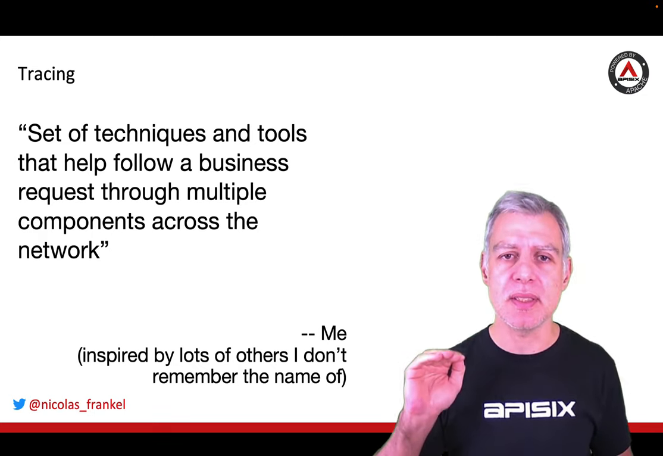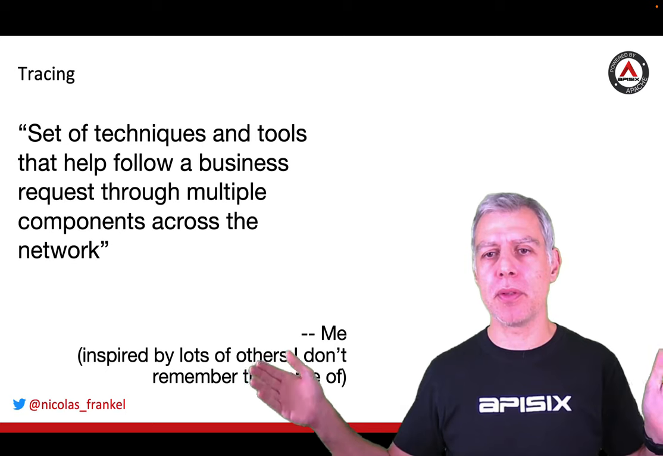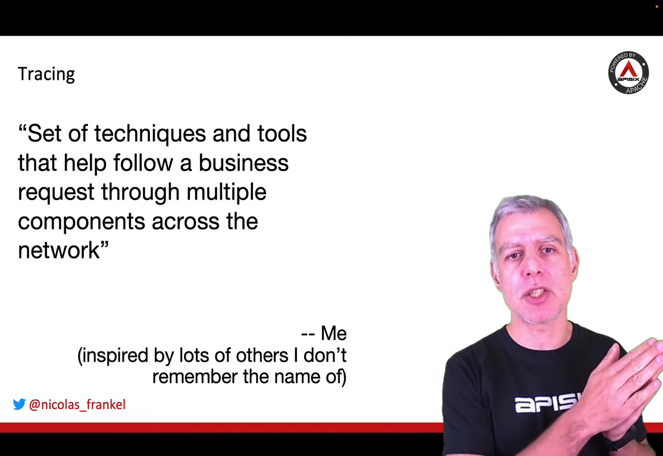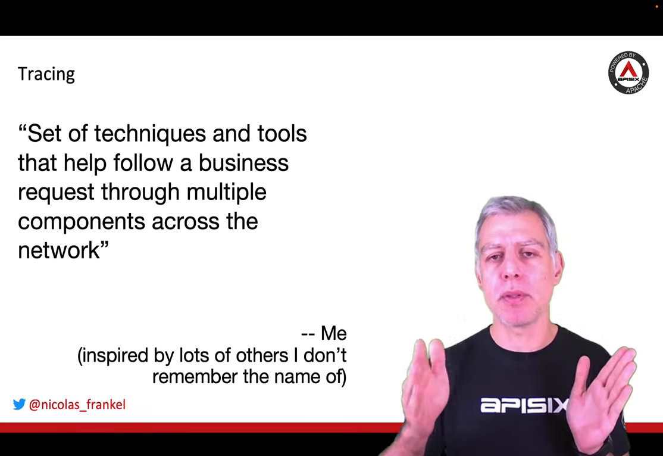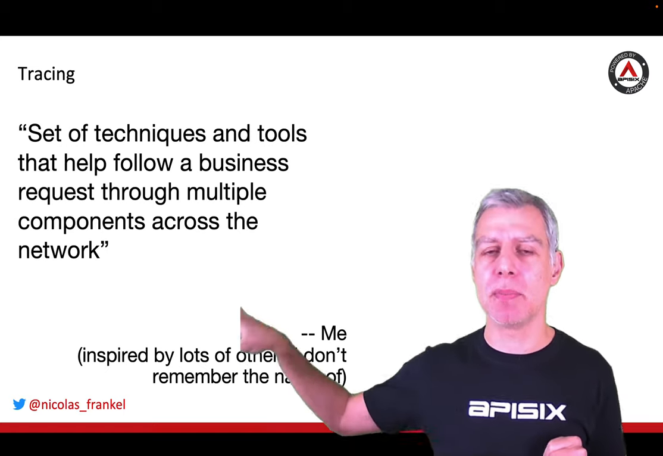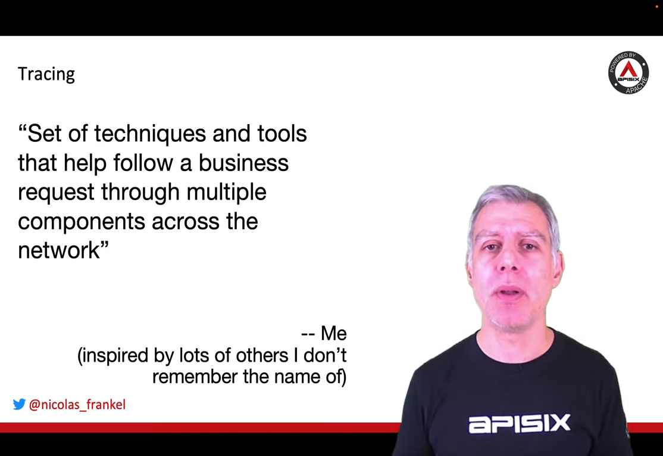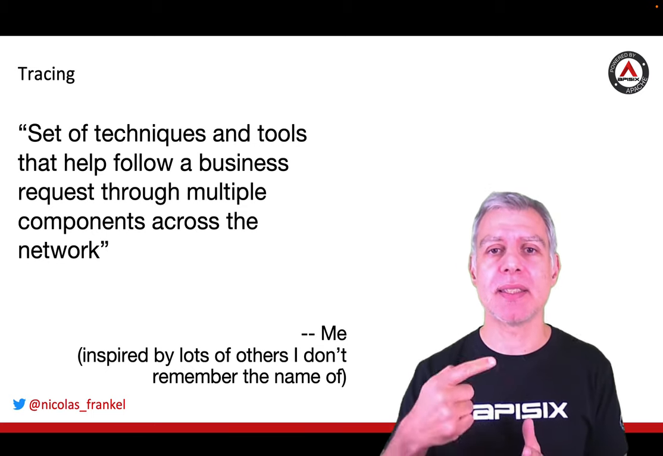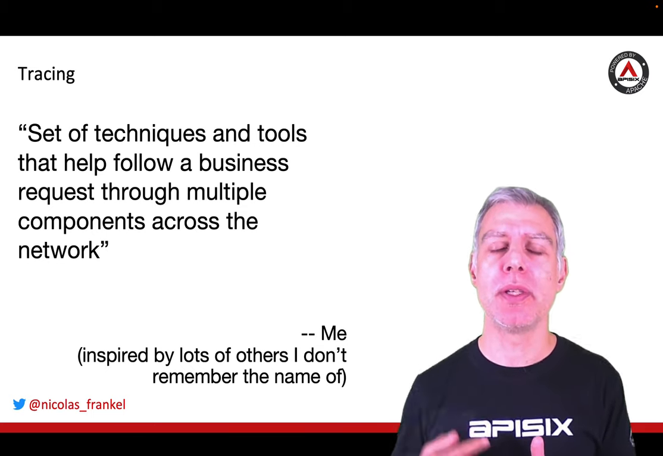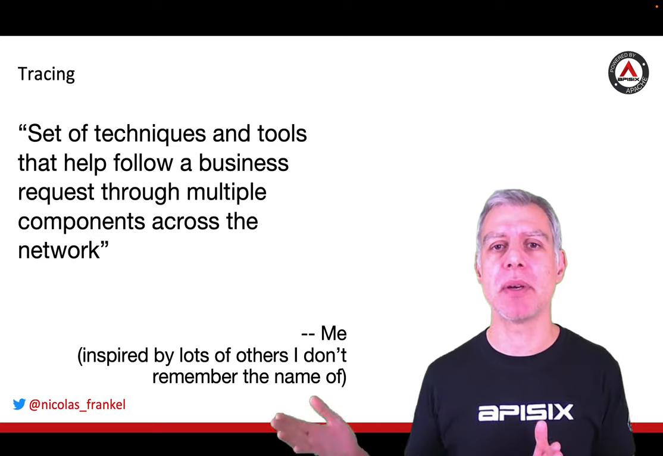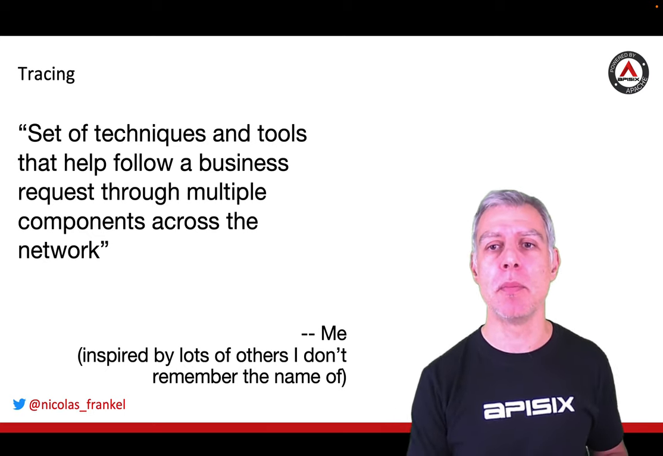Again, in a distributed system, you've got multiple components. Your business transaction will require all of those components to work together to achieve the business goal. If one of them fails, you're in deep trouble. And if it's repeatedly the same component that has an issue, you need to be aware of it. So tracing the request across all those components is important.